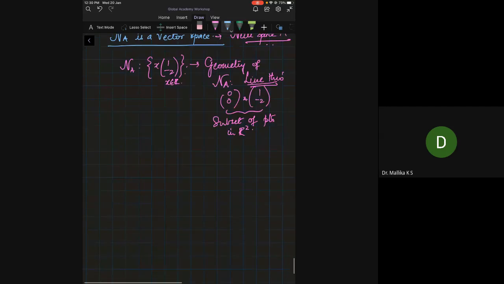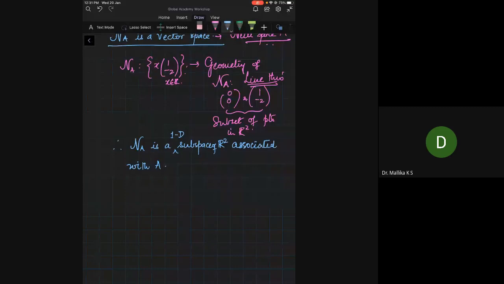Na is a subspace of R2. Subspace. That's brilliant. Na is a subspace of R2. Na is not a full-fledged vector space like R2, but it is a subspace in R2. Is this clear? Associated with A, that is more important. In fact, I will write this: Na is a one-dimensional subspace of R2 associated with A. Is this fine?